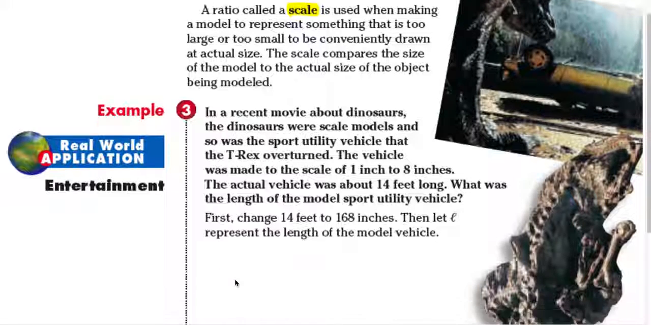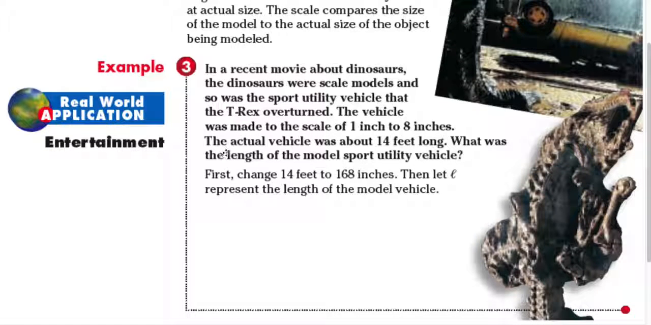Now, if we look at how to solve this problem, we start off with the scale. Okay. 1 represents the scale model. 8 represents the actual unit. So, for every inch in the model, the actual length would be 8 inches. So the numerator part will represent the scale model, and the bottom part will represent the actual vehicle, or actual length of the vehicle. Okay?